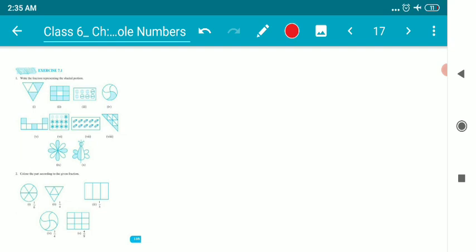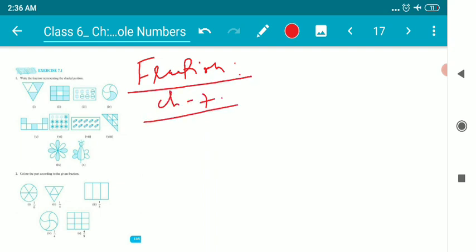Children, we have been dealing with the chapter fractions, as we are over with chapter 6. We discussed integers, and in this video we are going to understand the basic concepts of fractions, and we will be doing some implementation of it. So, let us write: fraction, chapter 7, exercise 1. Okay, children. The very first concept we will understand is what is fraction.